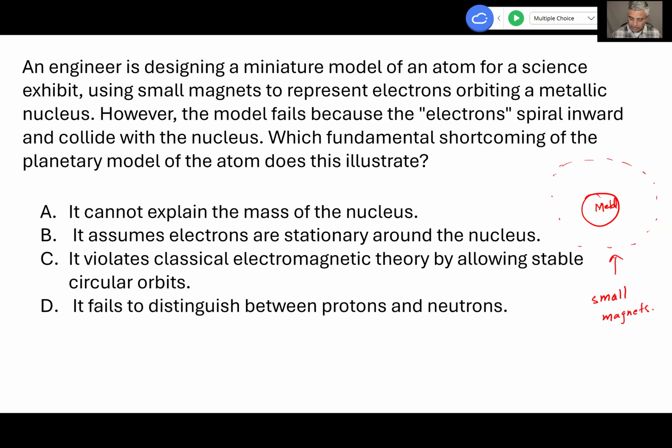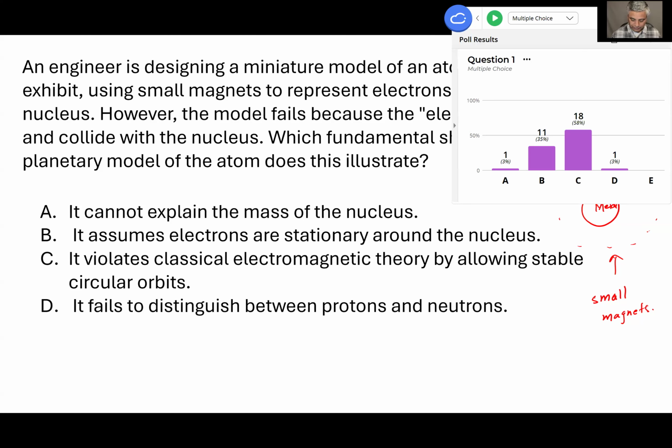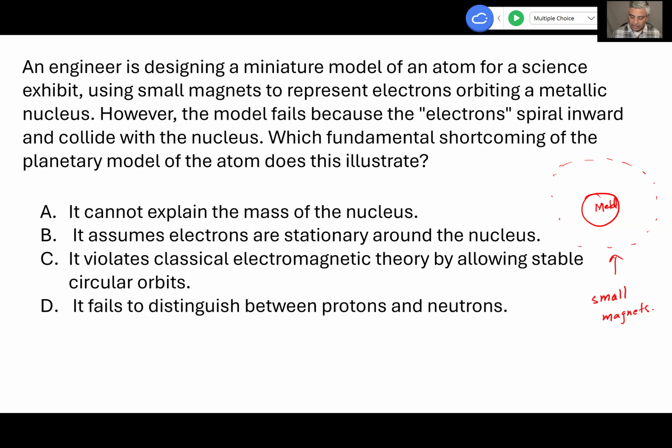Okay, let's see what happened here. So mostly C. Yes, it assumes the electron is stationary, and that is a violation of classical electromagnetic theory. So yes, C seems to be better. Just like you cannot put small pieces of magnet near the metal. What happens? They go and collapse. All of them are going to be sticking on the magnet. Okay.